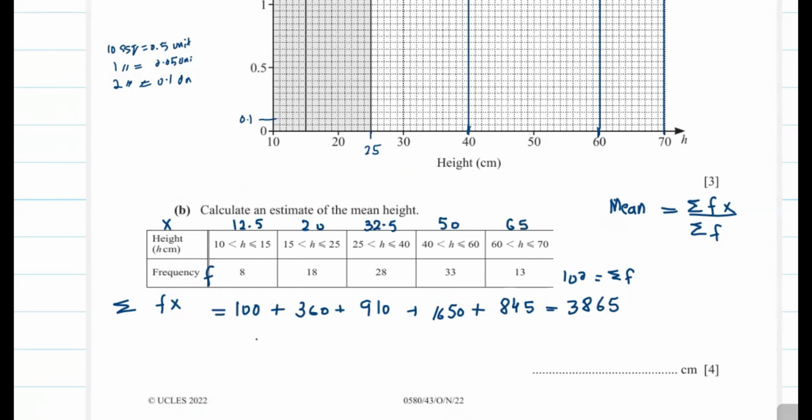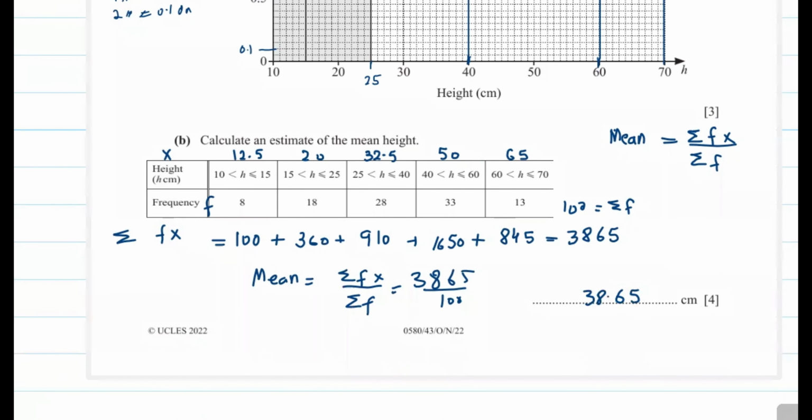And to find the mean, that value will be equal to summation fx over summation f. Now that's equal to 3,865 divided by 100. The answer is 38.65. Now we go to the next question.